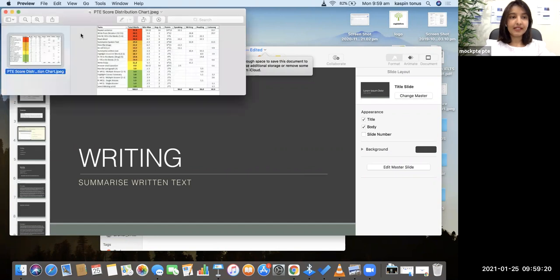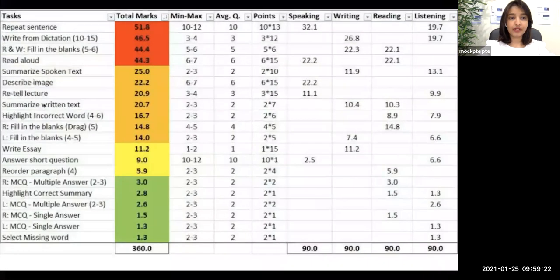So in the scoring distribution table, we are going to talk about the item called Summarize Written Text. As you can see, it is over here, somewhere in the middle. If you count 1, 2, 3, 4, 5, 6, 7, 8, Summarize Written Text is the 8th most important question in the whole exam. These are all the 20 types of questions in PTE, arranged in the order of total marks from highest to lowest.